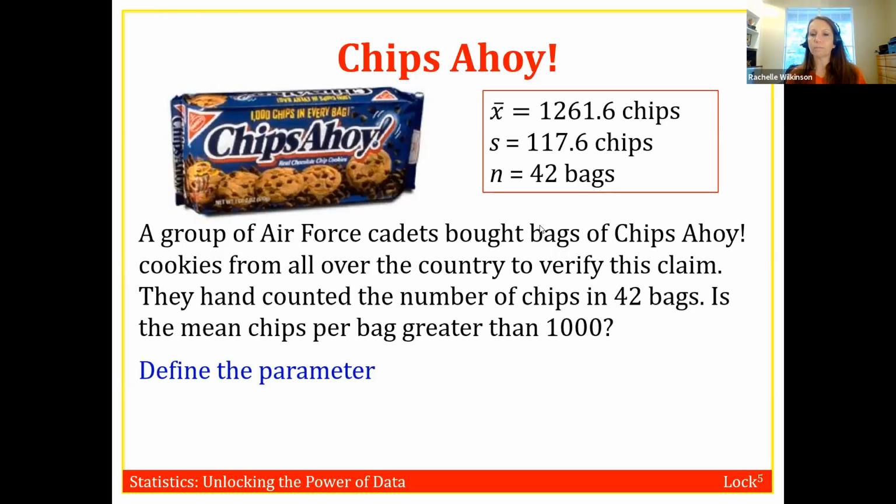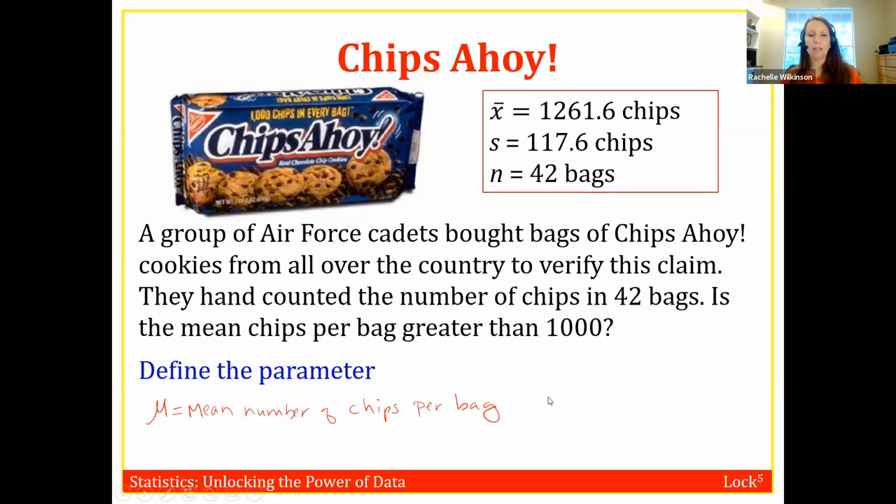Okay, so we're going to do the hypothesis test. The first thing we want to do is define our parameter. Remember, the symbol for our population parameter when we're dealing with a mean is mu. And in this case, mu is equal to the mean number of chips per Chips Ahoy bag. So, mean number of chips per bag.